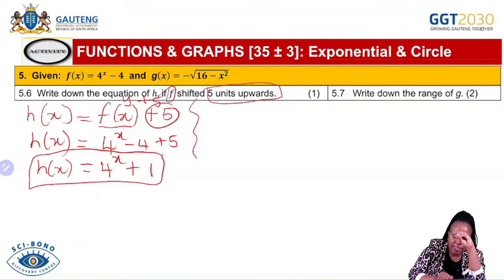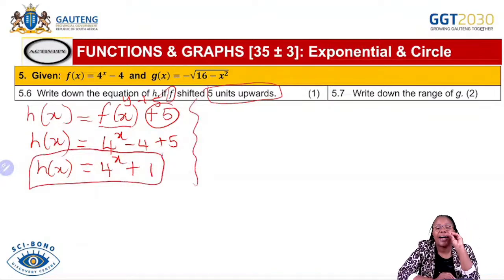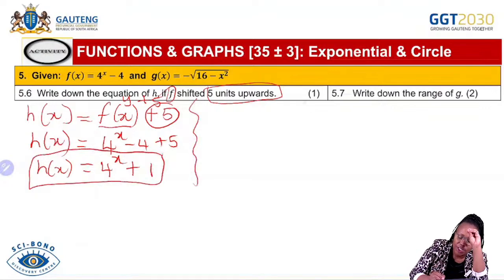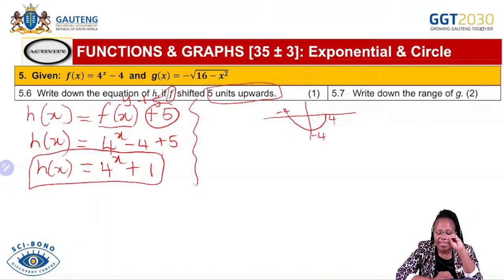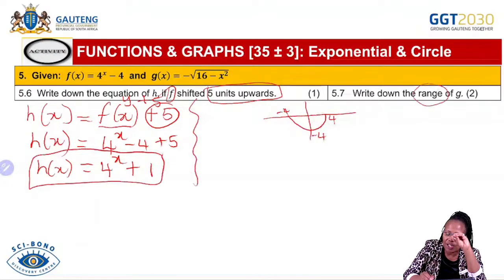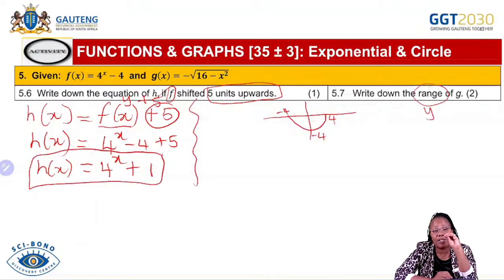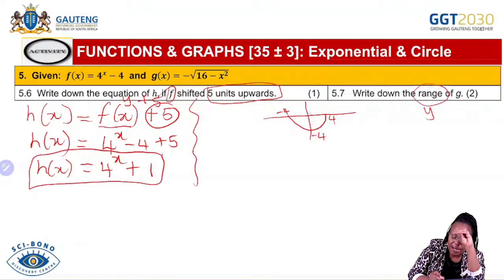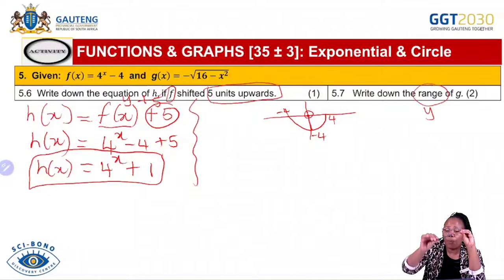Okay, lastly, grade 12, 5.7, write down the range of g. Do you still remember g? g is that graph that we have drawn above, which is the semicircle passing minus 4, negative 4, and then with the positive 4 there. And then they say write down the range. When we are ranging, we are taking the y values that lie on the graph. So can you see that the y values of this function, they start there up to here only. You can move from 0 up to 4 with that graph.